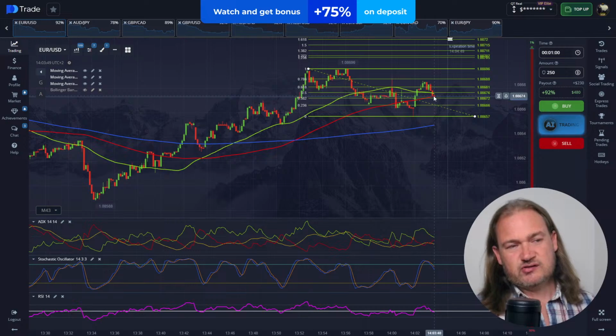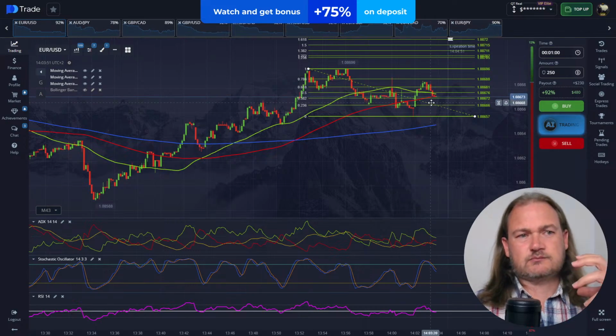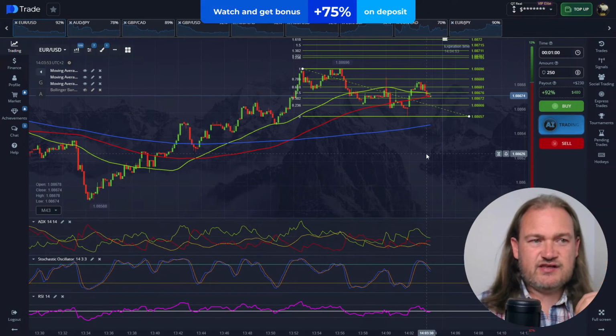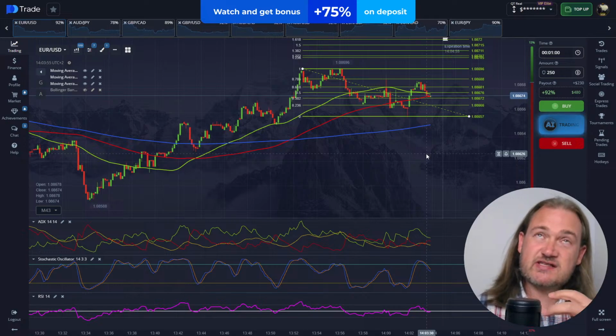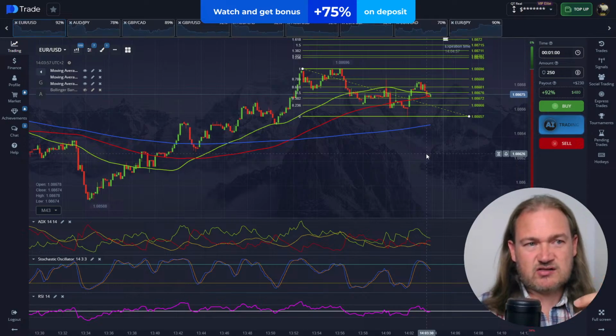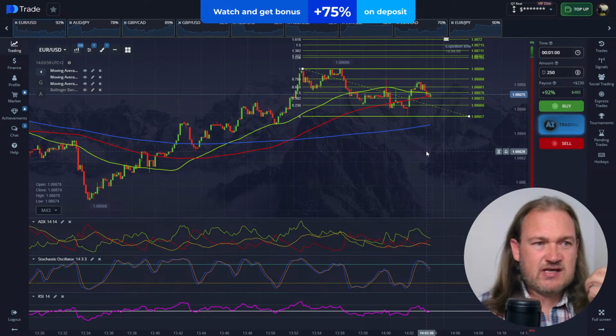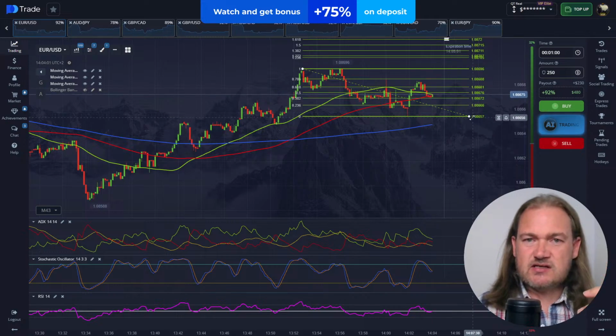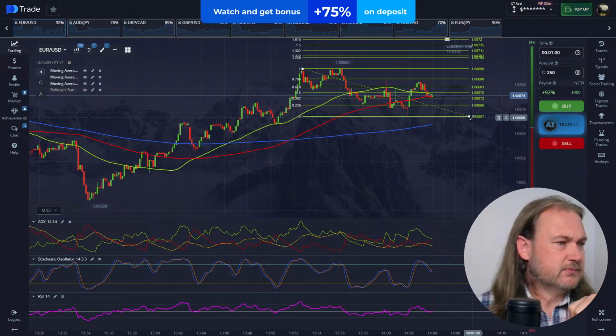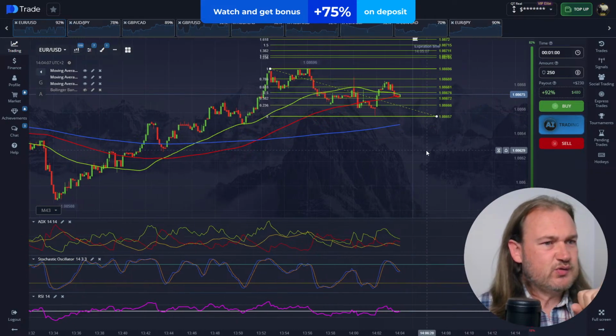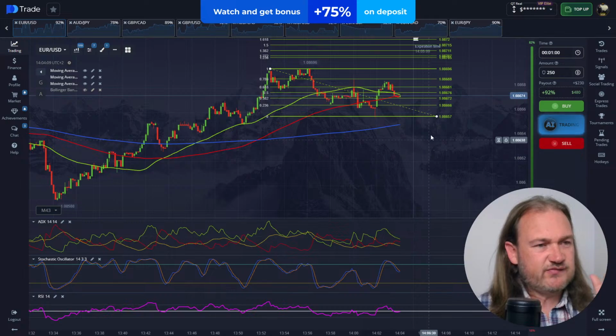And now what we can do is see if we get an entry, if our strategy gives us an entry right on one of those lines. And it is amazing how often this will actually occur. So let's see if we can find a trade.